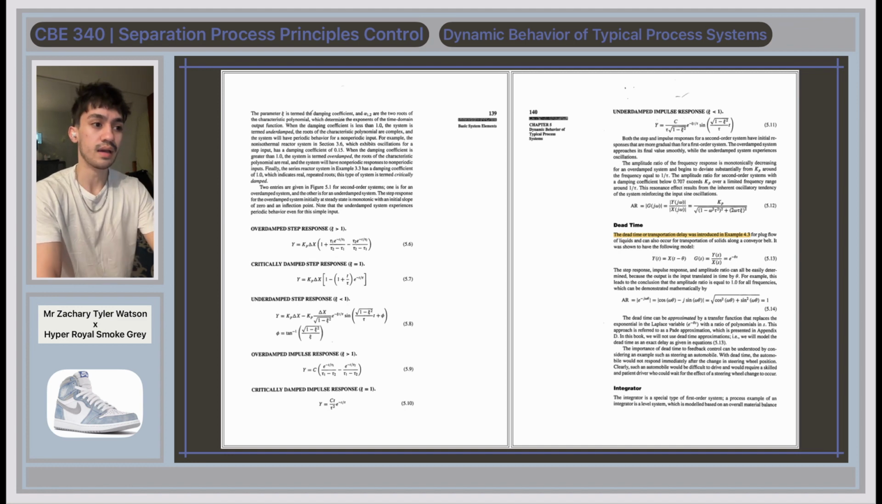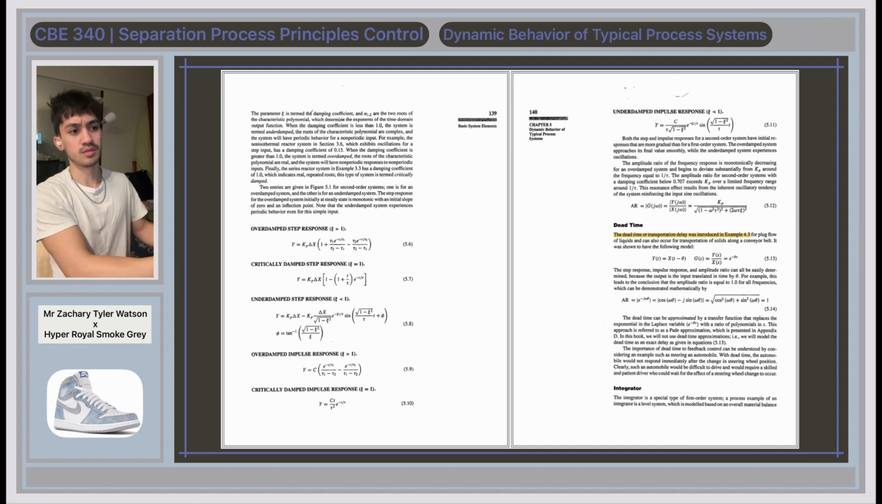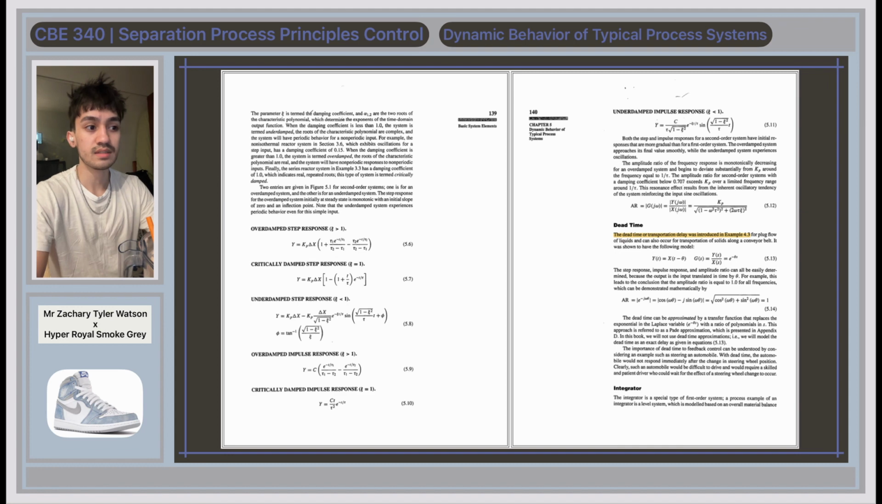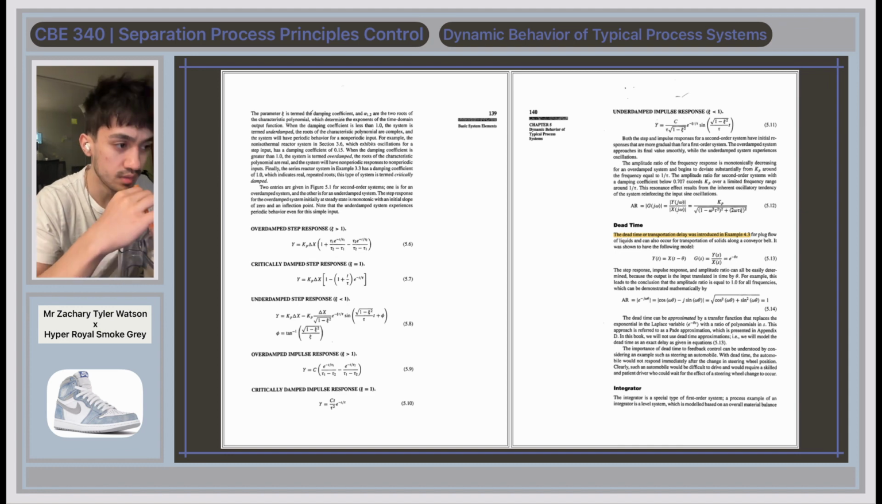And the dead time can be approximated by a transfer function that replaces the exponential in the Laplace variable with a ratio of polynomials in s. This approach is referred to as a Padé approximation, which is presented in appendix D. In this book, we will not use dead time approximations. We will model the dead time as an exact delay, as given in equation 5.13. So we're not going to use approximations.